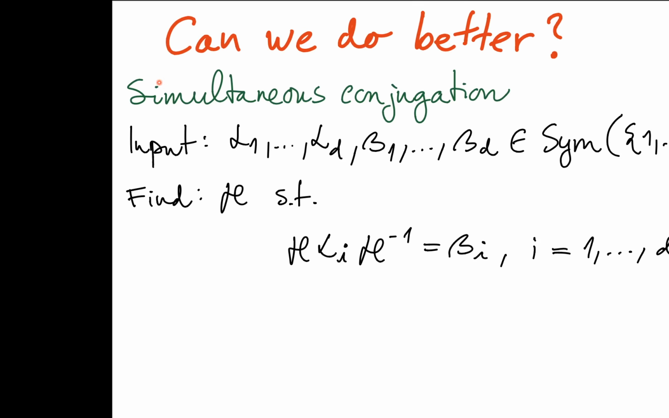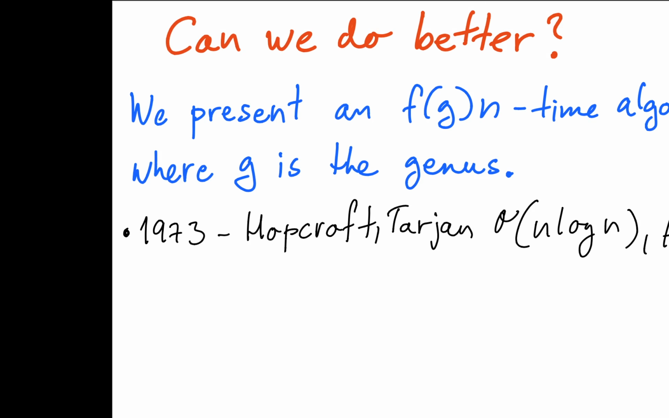So a related problem is the simultaneous conjugation problem. In this problem, we get two sets of permutations, and we are asked to find a permutation gamma such that all of these equations are satisfied for each i. So this is a generalization of our problem, because in our problem we have just d equal to 2, because a map can be described by just two permutations, and gamma plays the role of the isomorphism.